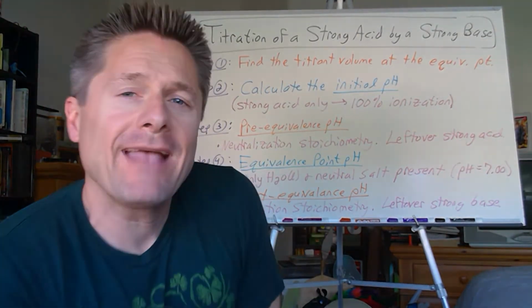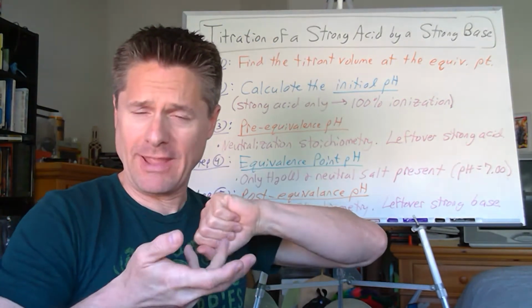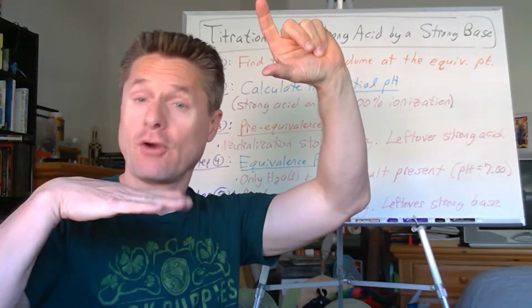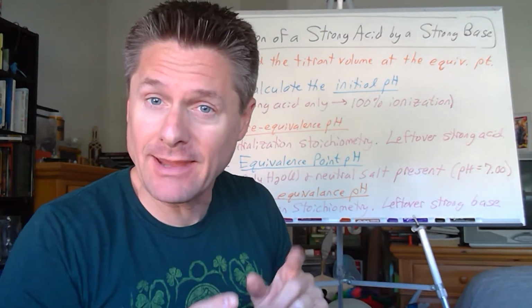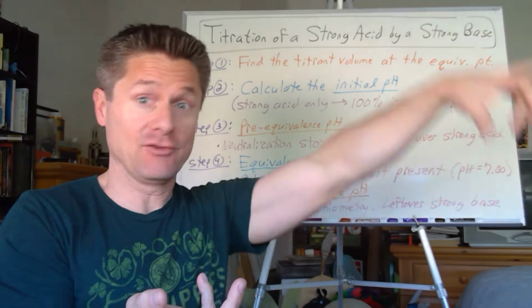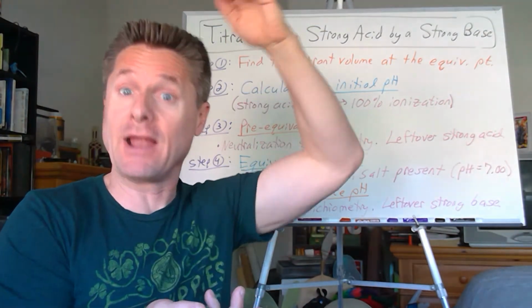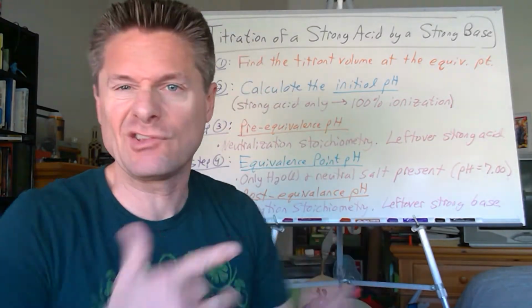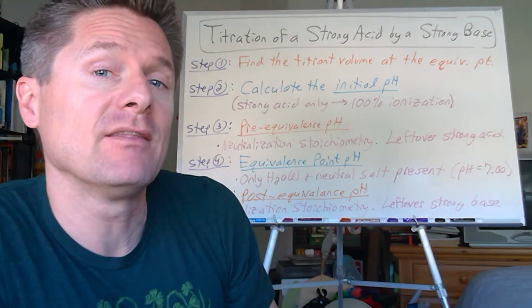For strong acid, strong base titrations, if you start with a strong acid and titrate with a strong base, you're going to start at a lower pH and end up at a higher pH. If you flip that and put the strong base in the flask and the strong acid as the titrant in the burette, you're going to start at a high pH and end at a lower pH. So it's just a mirror image of each other. But typically, we put the acid in the flask and the base in the burette.